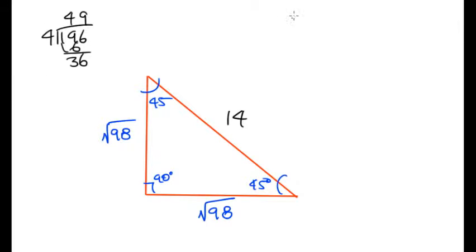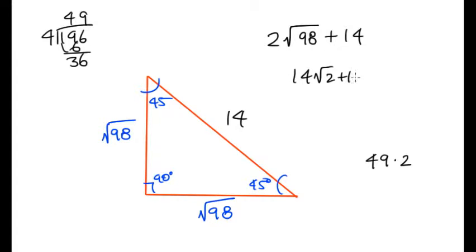Second part tells us to find the perimeter. Alright, 2 rad 98 plus 14. What's 98? 98 is 49 times 2, right? Well, it's going to be 14 rad 2 plus 14. And that's our final answer. That's our perimeter.